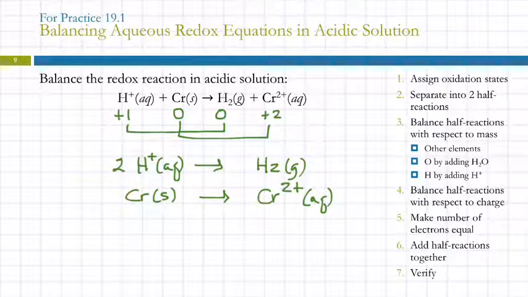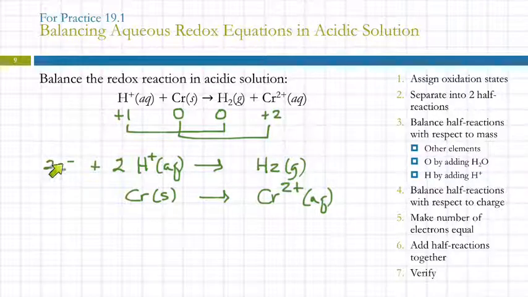Then we balance with respect to charge. Is this balanced with respect to charge? Same number of charges on each side? No. I need to add electrons. Am I going to add them to the left or to the right? To the left, because this has the higher charge. This is plus 2, and this side is 0. Adding electrons brings the charge down, right? So I can't add it to this side, because that's going to make it even lower, and that's going to make things worse. So I'm going to add 2 electrons here.